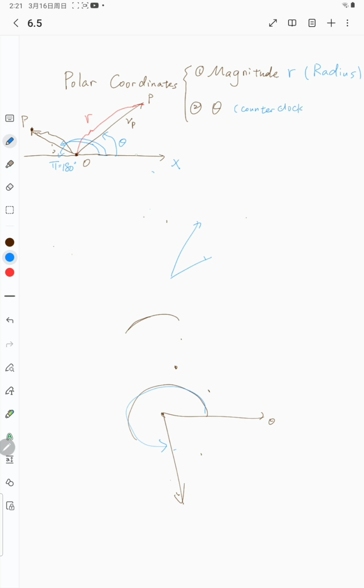Counterclockwise, just like the way we draw here, right? Counterclockwise with respect to this positive direction, right? Okay, just have a picture and you'll be fine. Yeah, so this is polar coordinates, okay?